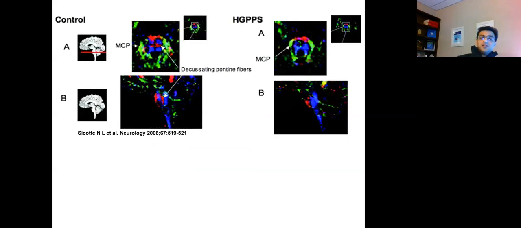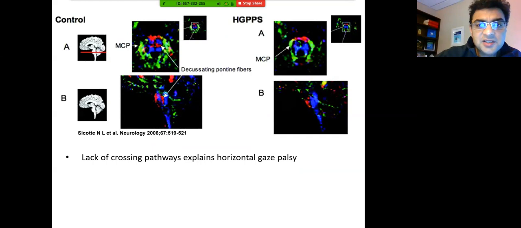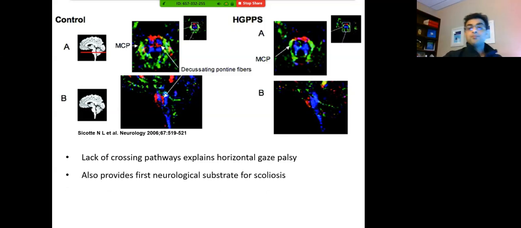So what happens is, does anybody know the diagnosis? Basically in these patients there is a genetic mutation, and what happens is a lack of crossing fibers. So this is controls, and this is a patient who has horizontal gaze palsy and progressive scoliosis. And what you can see is that there are decussating pontine fibers here, which are present in normal people, which are absent in these patients. So what that means is they don't have any horizontal midline crossing, and as a result, the right side of the brainstem cannot talk to the left side. As a result, they cannot make conjugate eye movements.